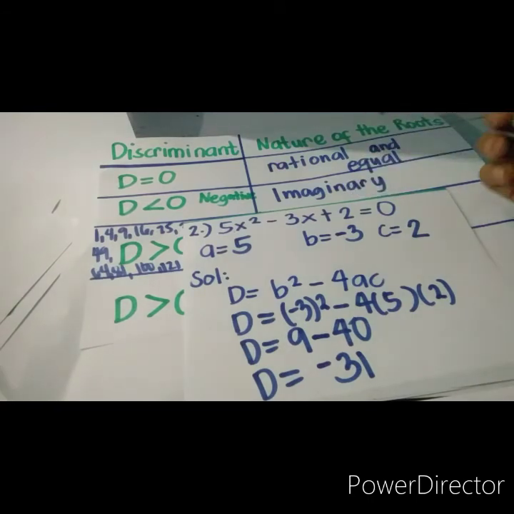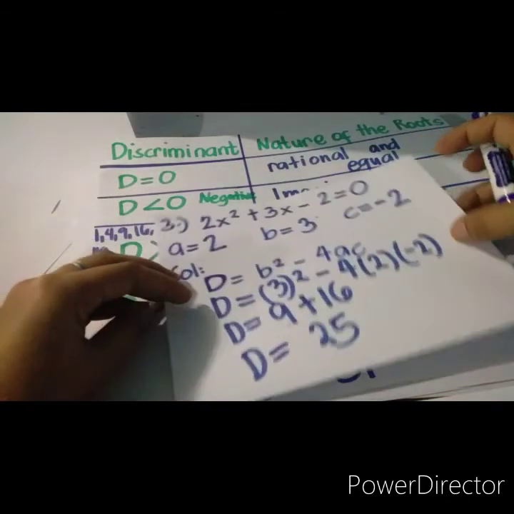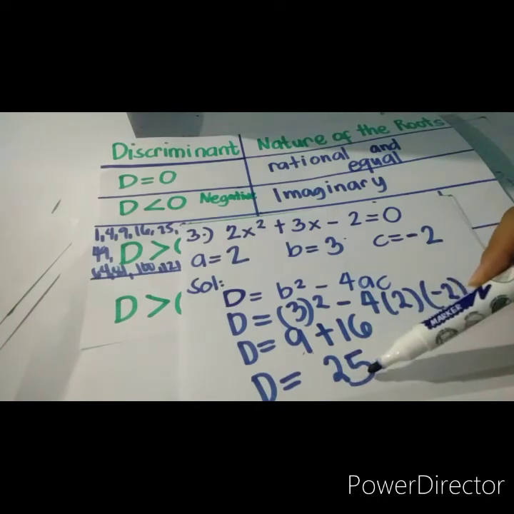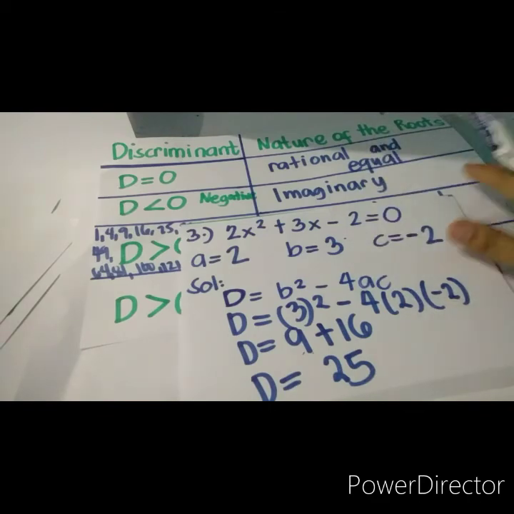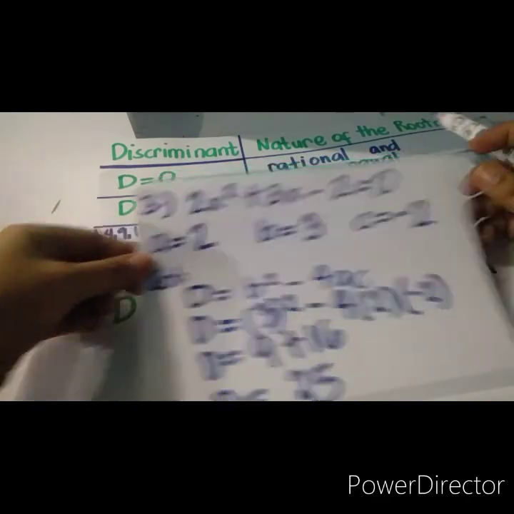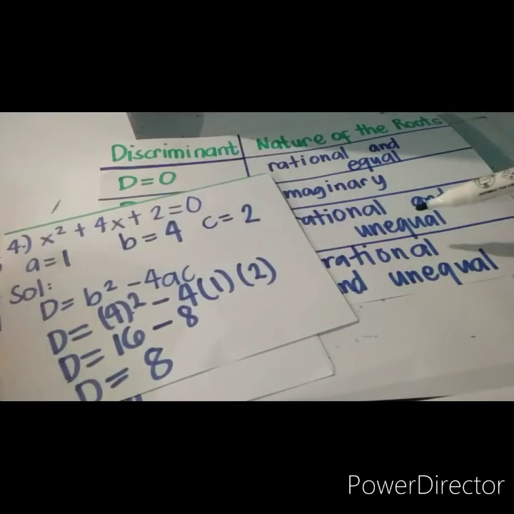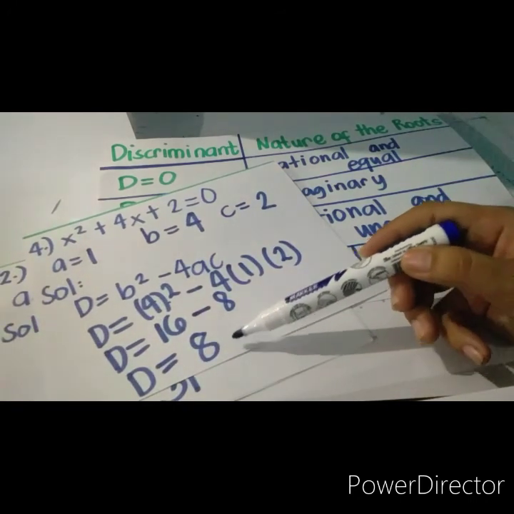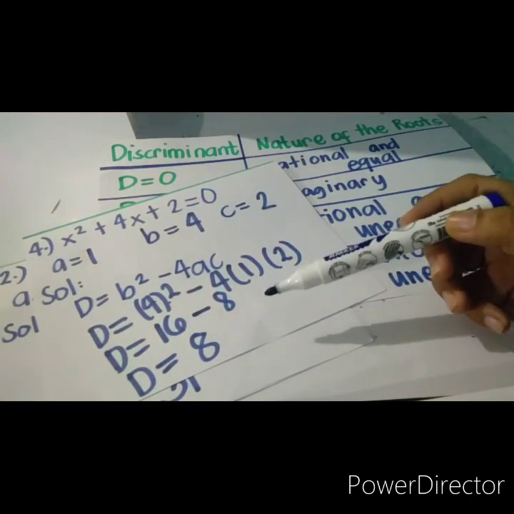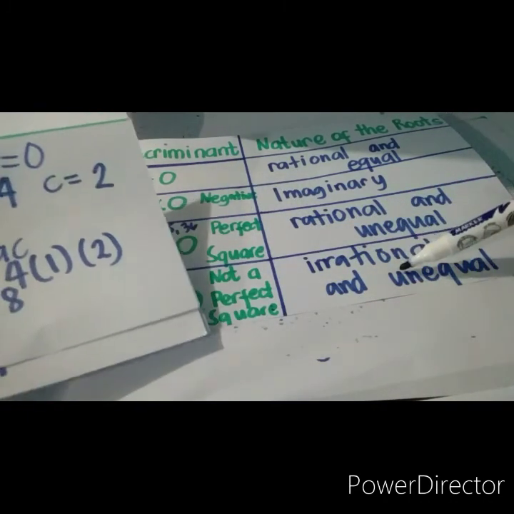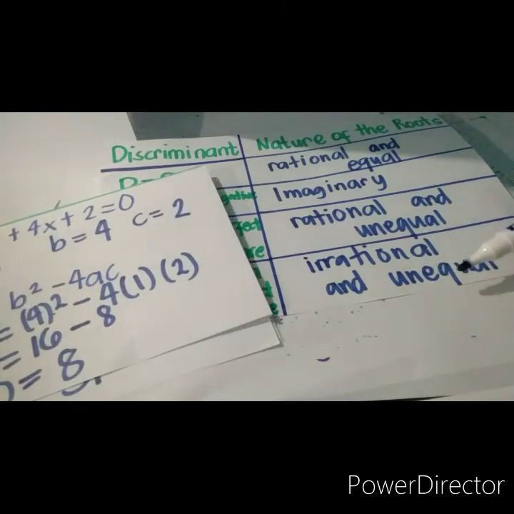How about number 3 and number 4? In number 3, the discriminant is positive 25. Is 25 a perfect square? Yes. So therefore, the nature of the roots here is rational and unequal. Next, in number 4, D is equal to 8. That is positive, but it is not a perfect square. So therefore, the nature of the roots here is irrational and unequal.